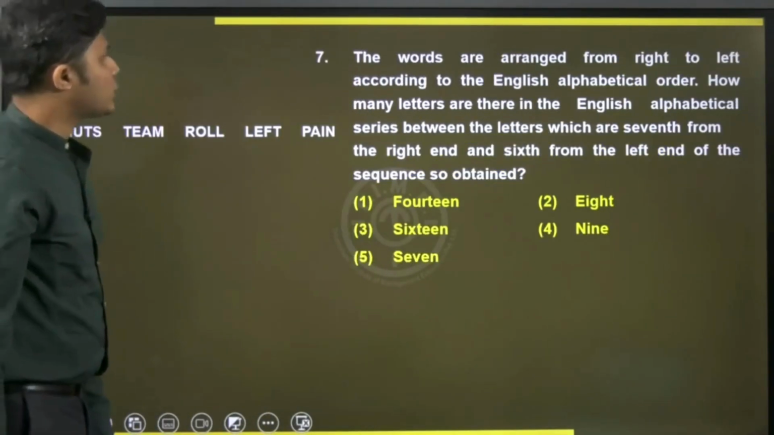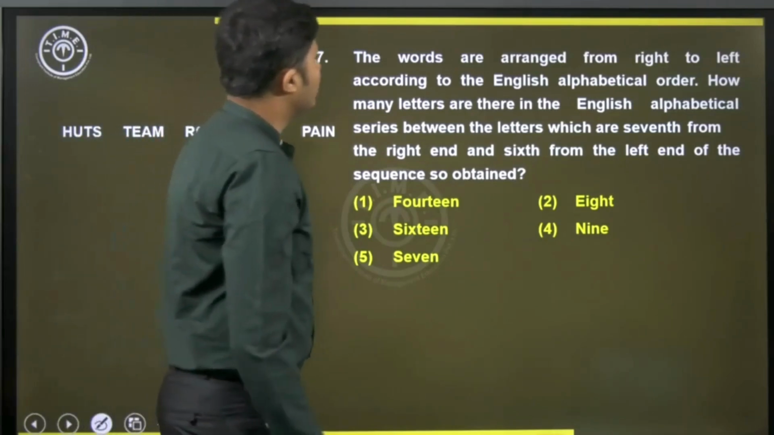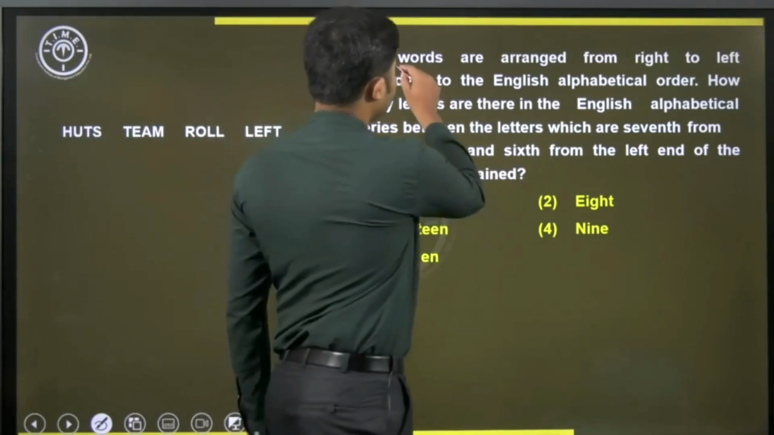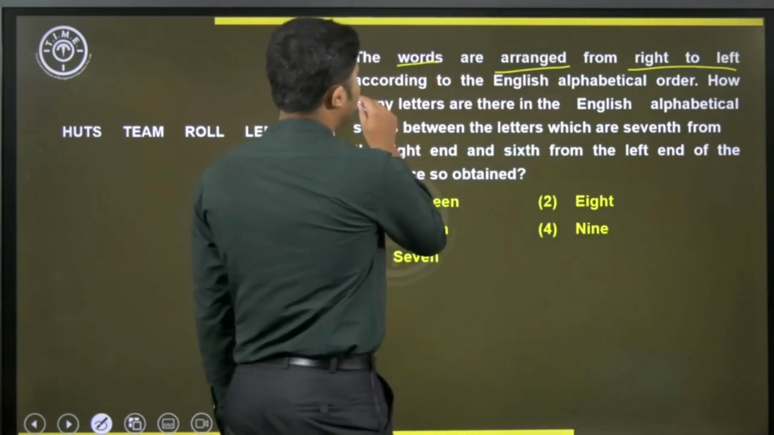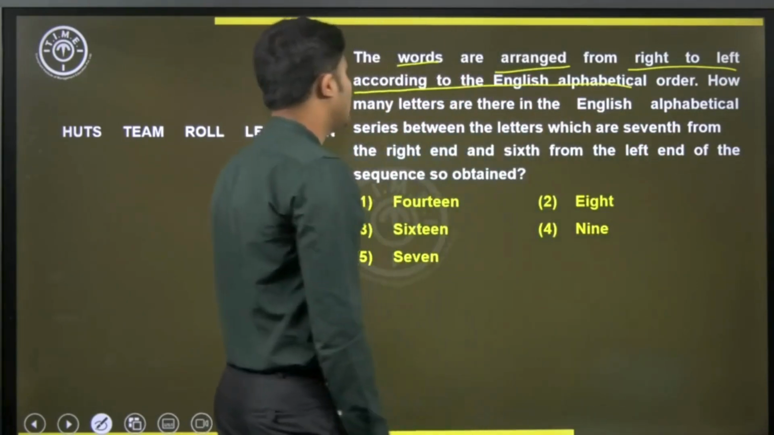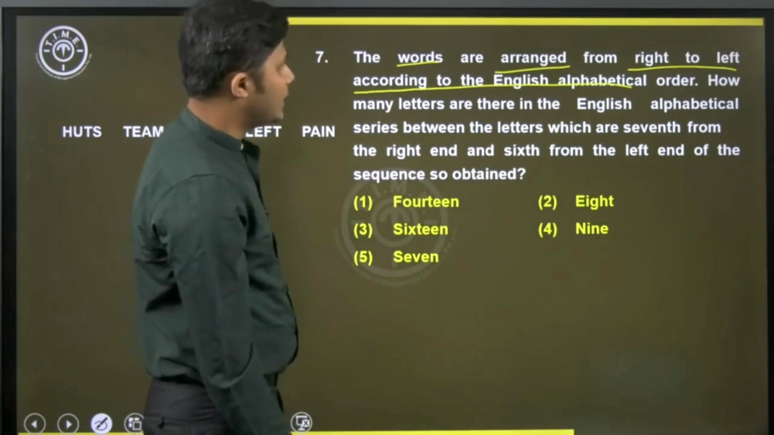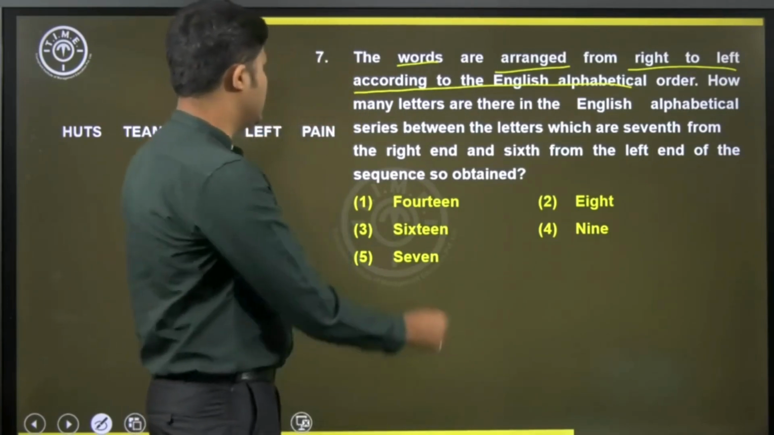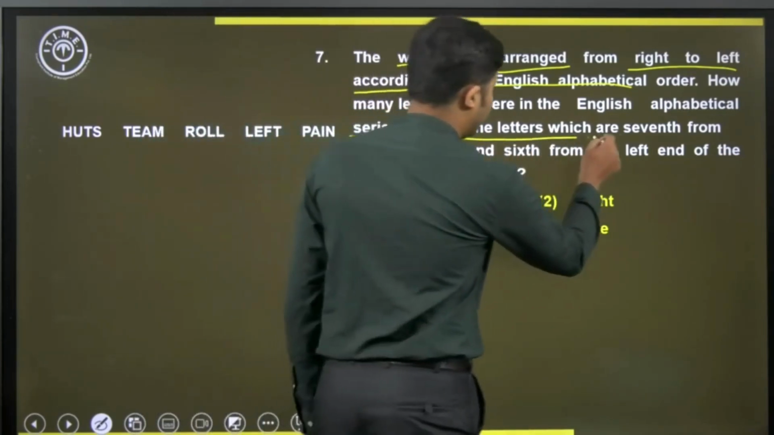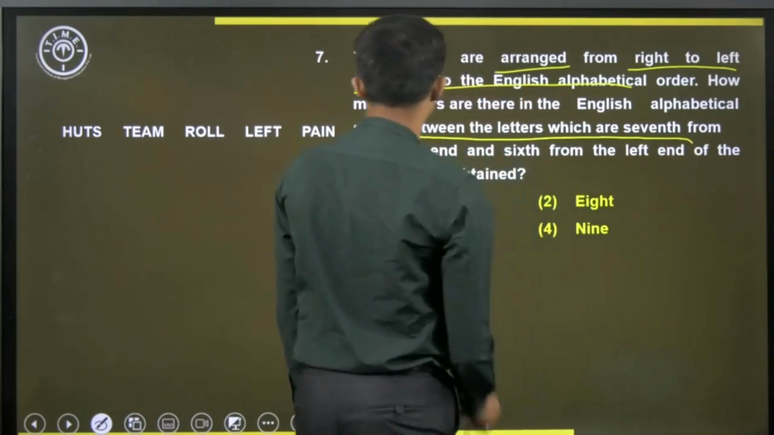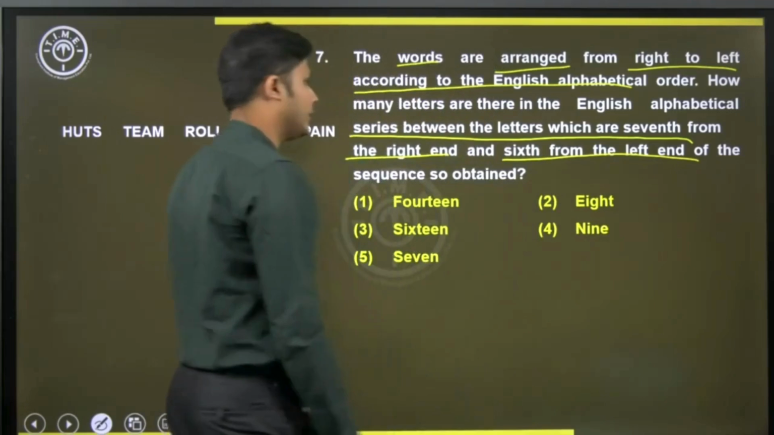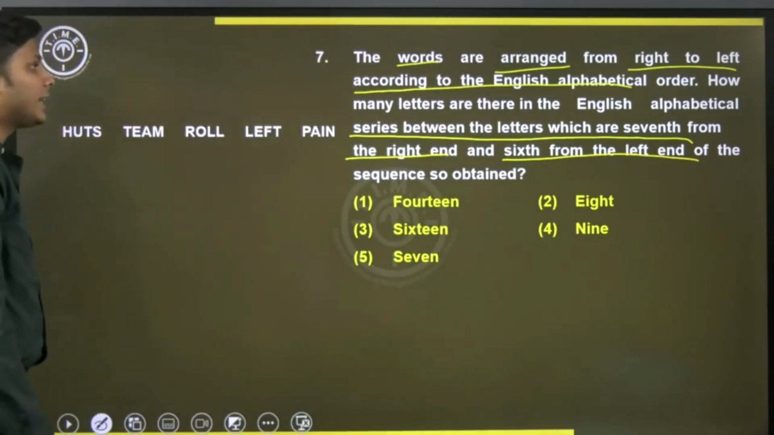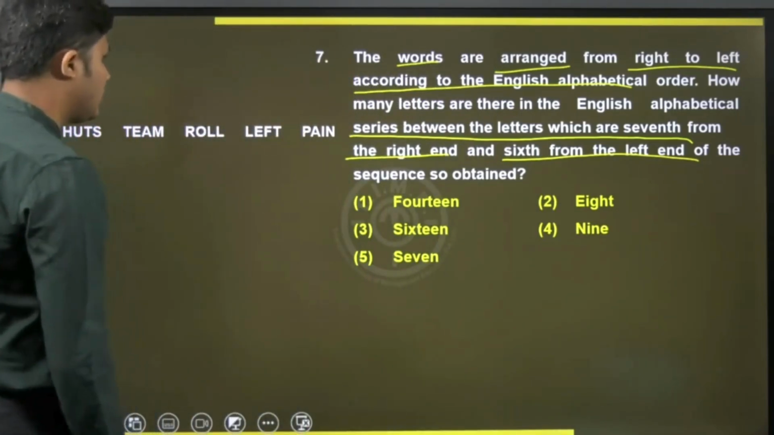So moving on to the next question. The words are arranged from right to left according to the English alphabetical order. And how many letters are there in the English alphabetical series between the letters which are 7th from the right end and 6th from the left end? So now let's arrange the words.